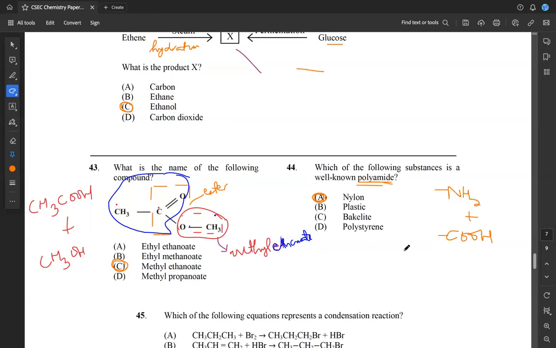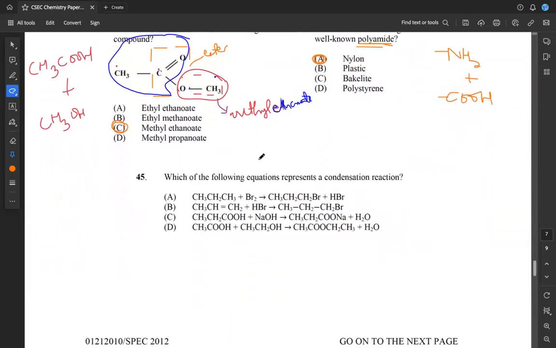All right. So moving along to 45. 45 says, which of the following equations represents a condensation reaction? So here's that term again. A condensation reaction is a reaction in which you condense two functional groups to form a new functional group, and then in the process you get a side product as well, right? So you get a side product from a condensation reaction, right? So let's look at this one here and see. So A, what kind of reaction?